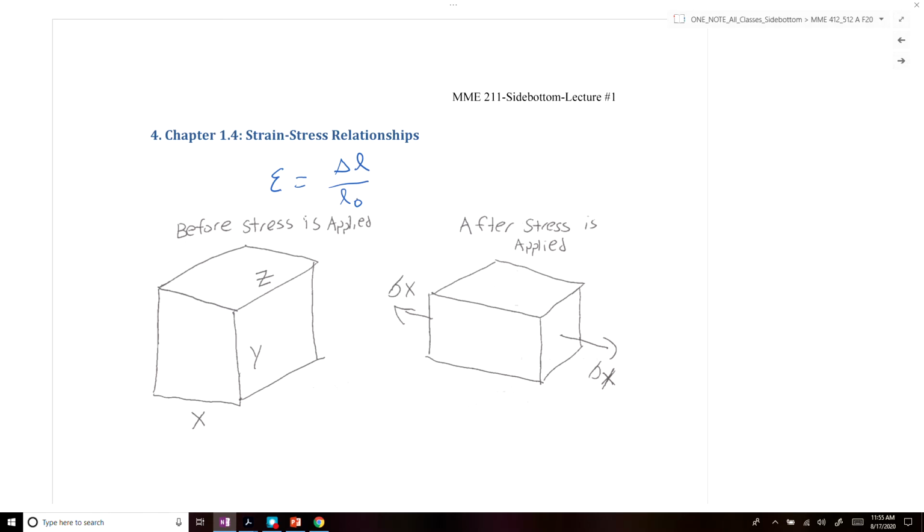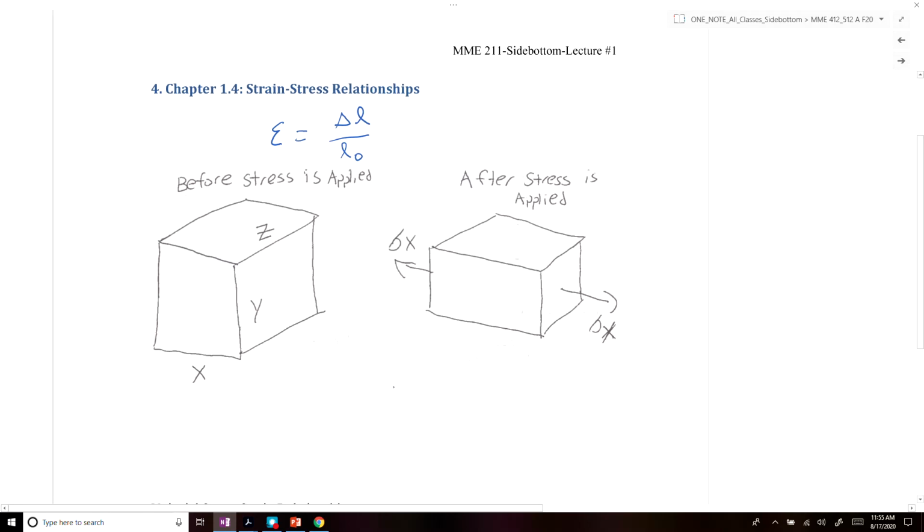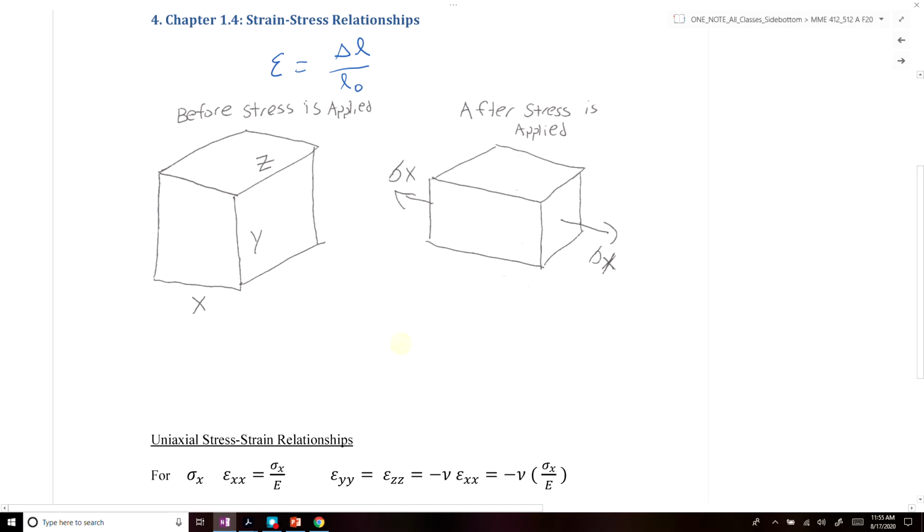So if we have a stress element, before it's applied, it's a cube. After we apply the stress along the x-axis, there'll be some strain in the x and the y directions. The original length of the element in x will become a little bit longer, so delta x will be a positive number, while the changes along the y and z directions, delta y and delta z, will both be negative. That's due to the Poisson's effect.